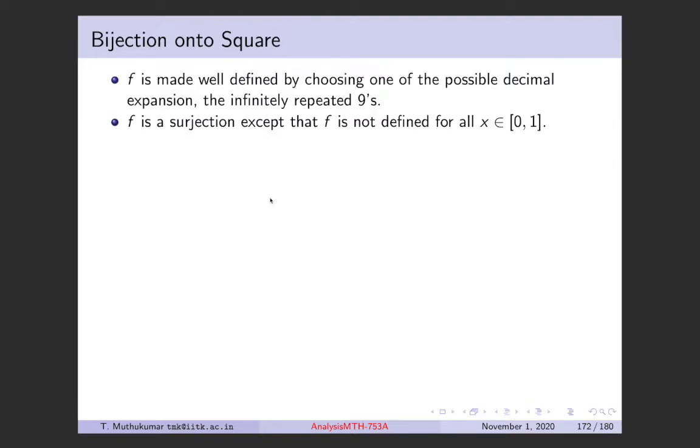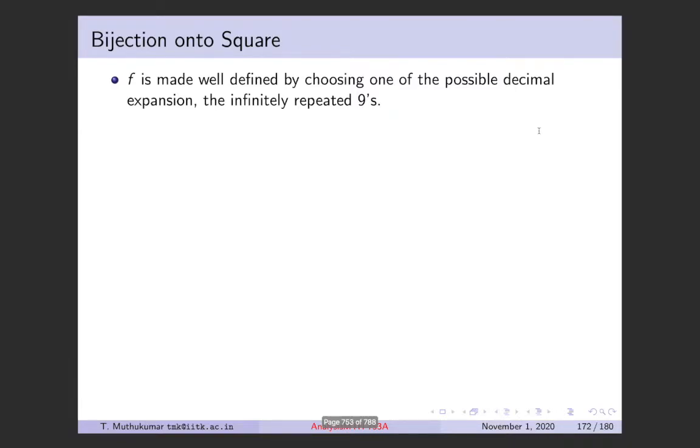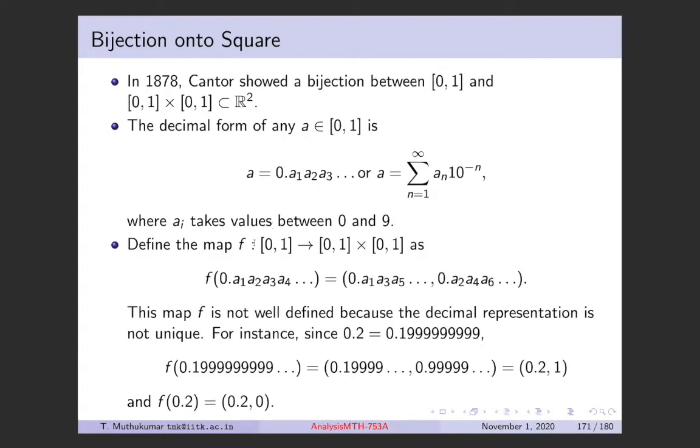So with that, we can actually see that the map that we have defined is a surjection, except that it's not defined for all elements x and y. Now the issue is that we defined f from [0,1] to the square. We made it well defined by fixing our decimal representation. Now what we are claiming is that not all elements in [0,1] are mapped by this map. Okay, so there are some elements which are not mapped to the square at all.